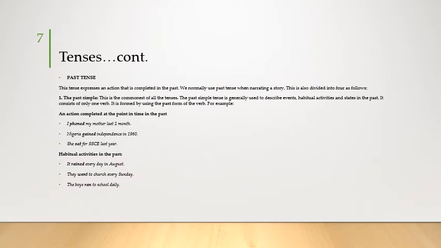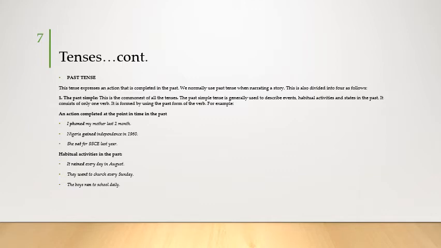Then we have past tense. Remember we talked about simple present before. Now we are going to talk about the past tense. What is past tense? This tense expresses an action that is completed in the past. We normally use past tense when narrating a story. This is also divided into 4 as follows. We have the past simple, which is the commonest of all the tenses.